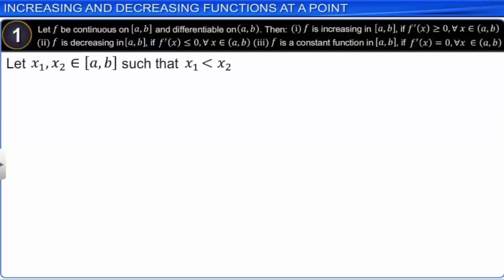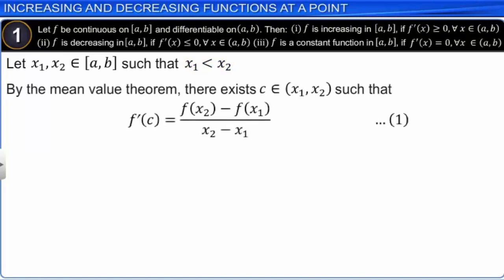Consider two arbitrary elements, x1 and x2, such that x1 is less than x2 in the closed interval a, b. By the mean value theorem, there exists an element c in the open interval x1, x2, such that the derivative of f at point c is equal to the value of f at x2 minus the value of f at x1 upon x2 minus x1.